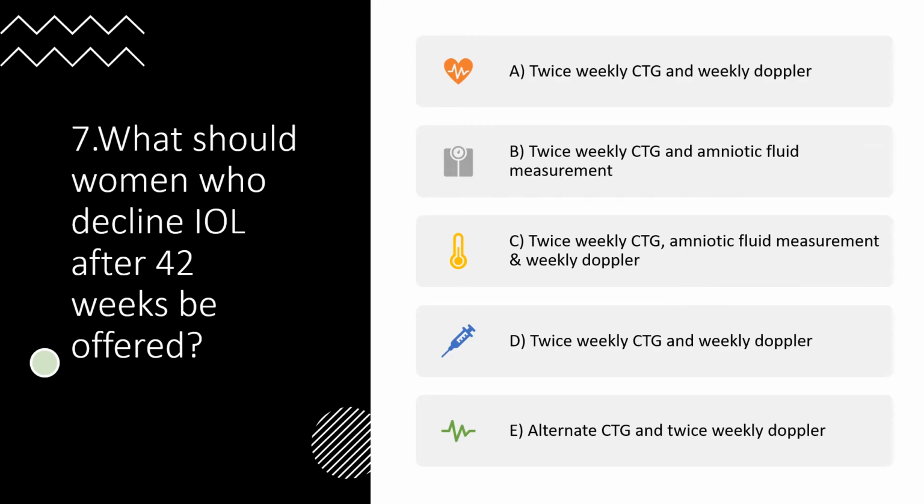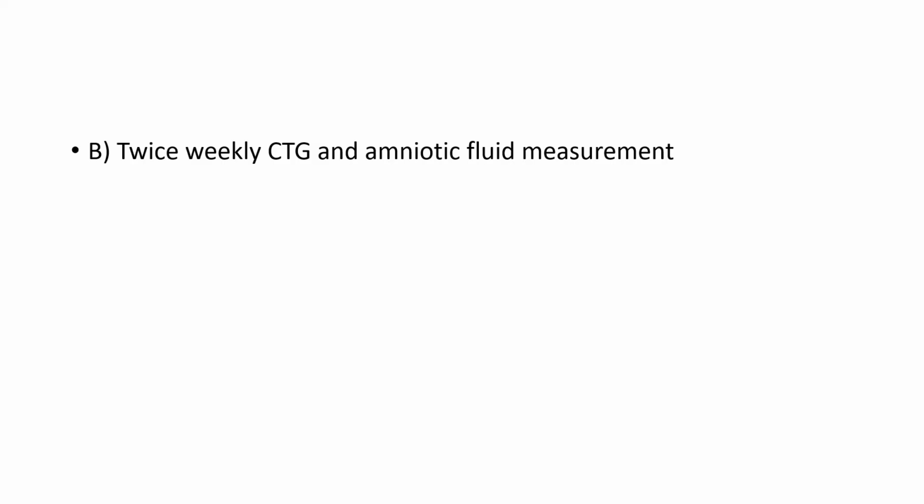Number 7, what should women who decline induction of labor after 42 weeks be offered? Is it A, twice weekly CTG and weekly Dopplers, B, twice weekly CTG and amniotic fluid measurement, C, twice weekly CTG, amniotic fluid measurement and weekly Dopplers, D, twice weekly CTG and weekly Doppler, E, alternate CTG and twice weekly Dopplers? And the answer is twice weekly CTG and amniotic fluid measurement.